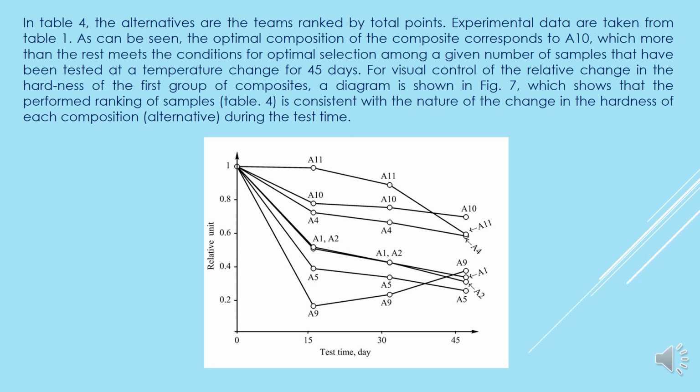For visual control of the relative change in the hardness of the first group of composites, a diagram is shown in Figure 7, which shows that the performed ranking of samples, Table 4, is consistent with the nature of the change in the hardness of each composition's alternative during the test time.